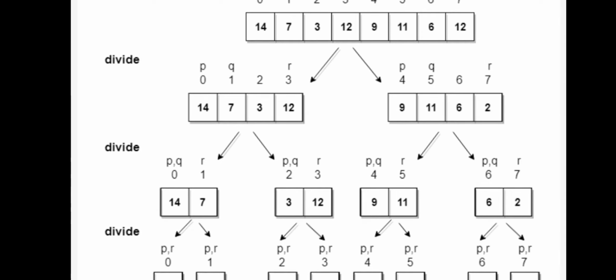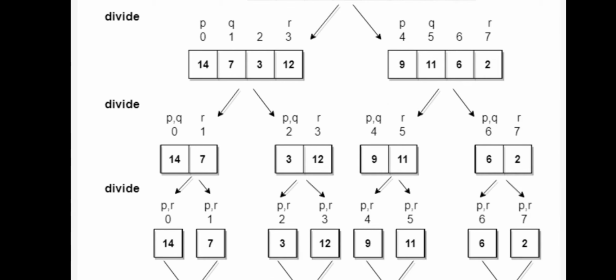Again, now these two are sub problems which are unable to be solved. So if you feel that this is a division of arrays which are not in a position to be solved, again this can be divided into two parts, 4, 7, 3, 12. Again it can be divided into 9, 11, 6, 12.